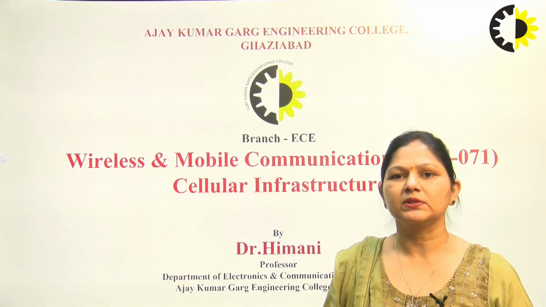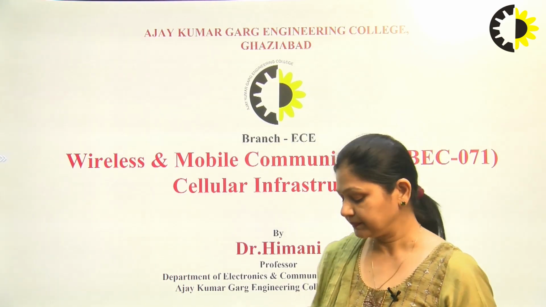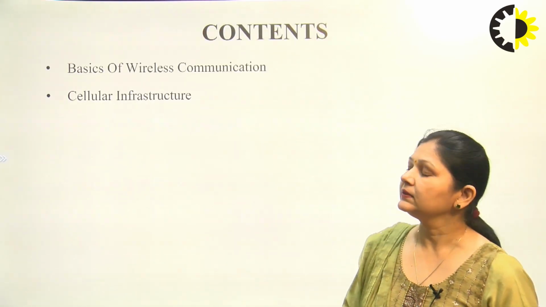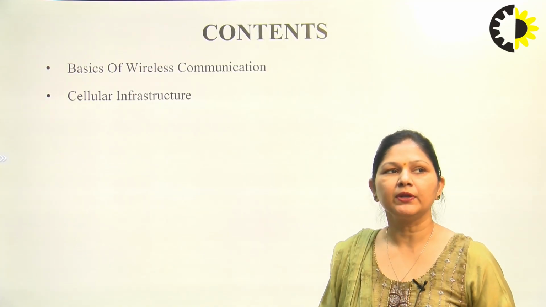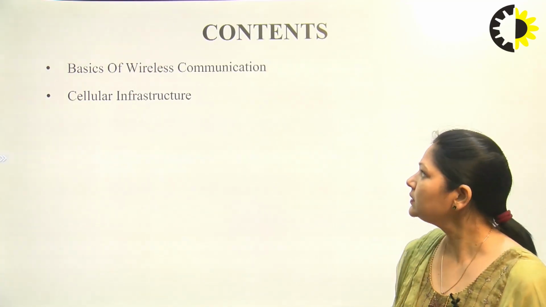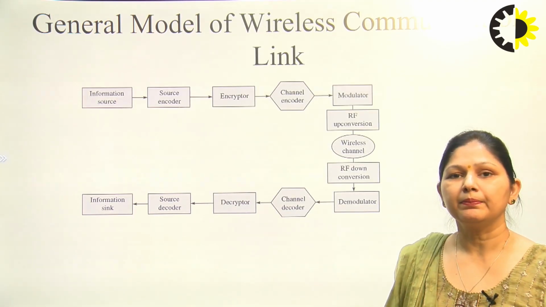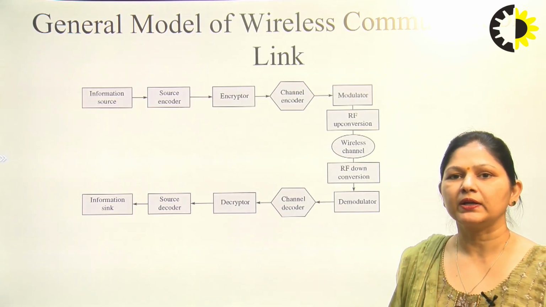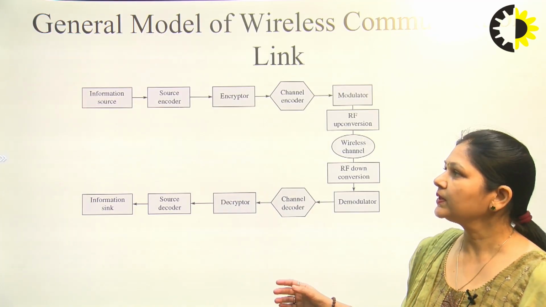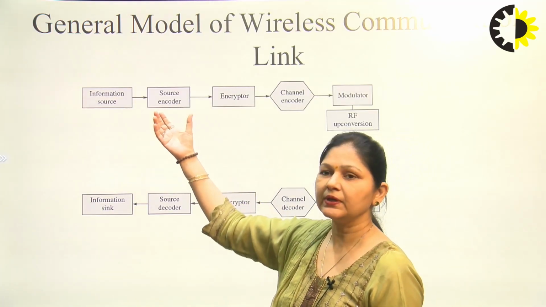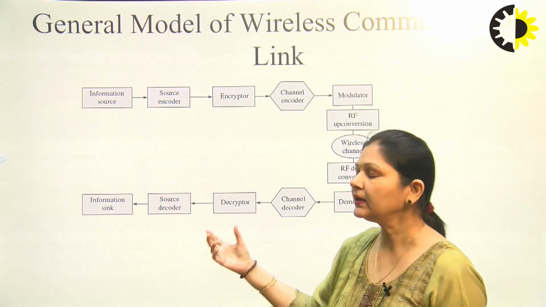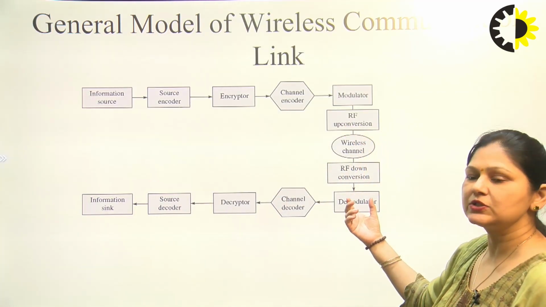Today I am going to discuss cellular infrastructure. The contents of my PPT will include basics of wireless communication and cellular infrastructure. Now, coming to the basic block diagram of wireless communication system, as you can see, there is a transmitter and this is the receiver part, and in between we have the channel.